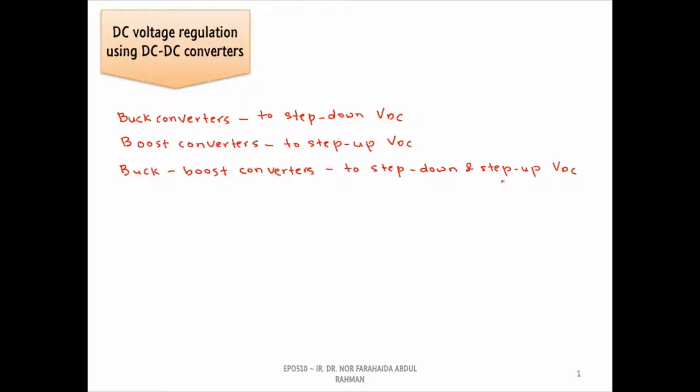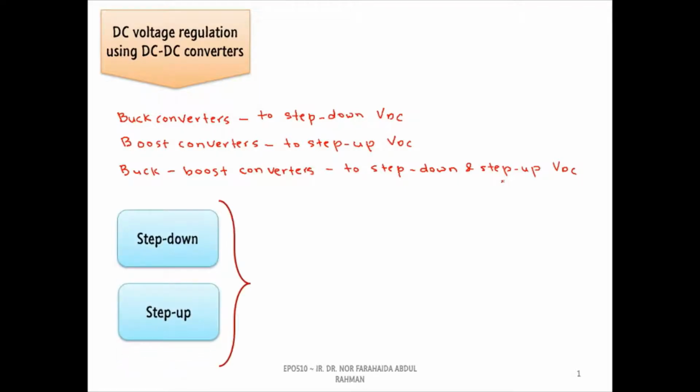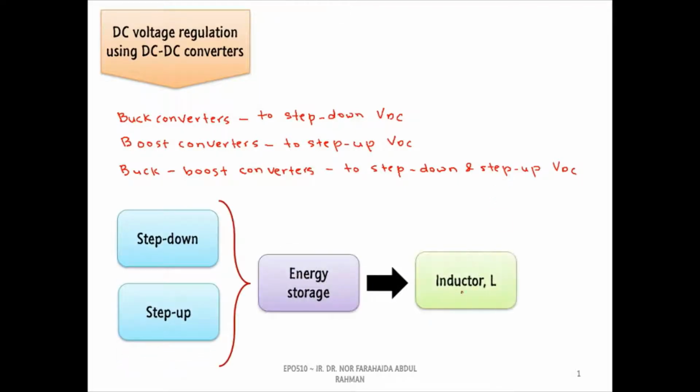Regardless of their different functions, each DC converter requires energy storage, which is an inductor, to operate efficiently. Other than acting as energy storage, the inductor also works as a current filter to ensure continuous and ripple-free DC current flows to the DC load. In the next explanation, we will look in detail at the inductor roles in the operation of each DC converter.